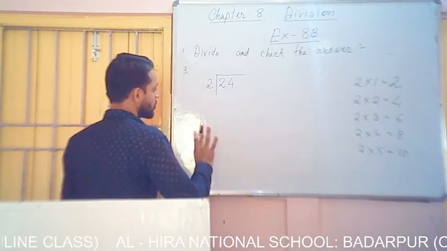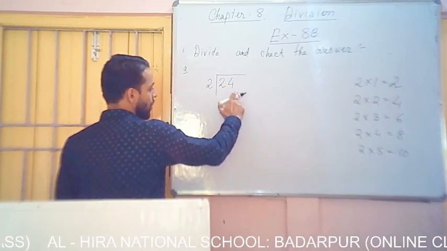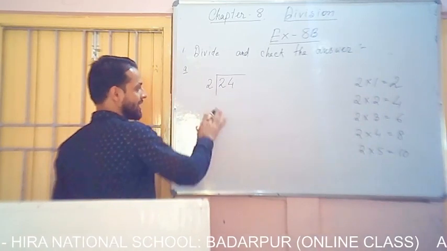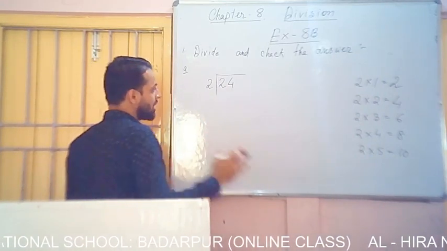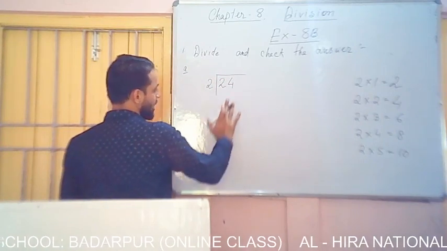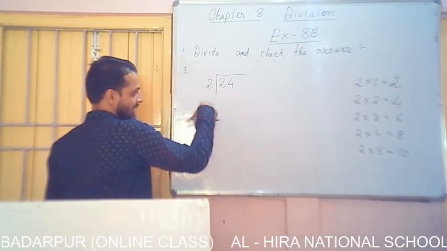First of all we are not going to divide 24 at a time. At first we have to split this into two parts. That means first of all we have to divide 2, then 4.